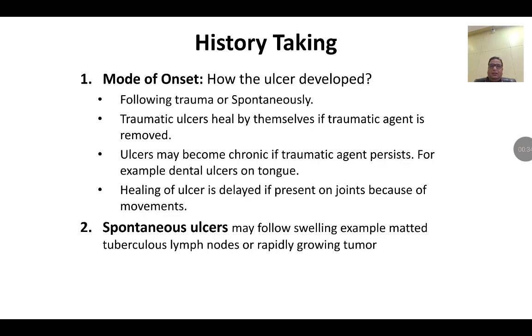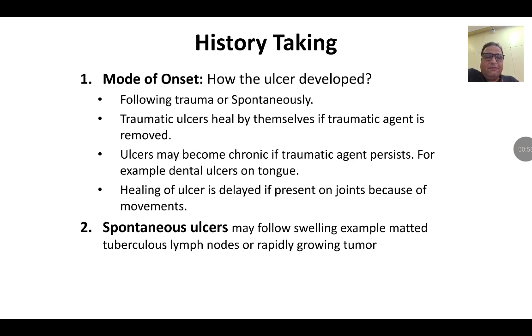History taking. Mode of onset. How did the ulcer develop? Whether it developed following trauma or spontaneously. Traumatic ulcers heal by themselves if the traumatic agent is removed. Ulcers may become chronic if the traumatic agent persists, for example, dental ulcers on the tongue. Healing of an ulcer is delayed if present on a joint because of the movements.